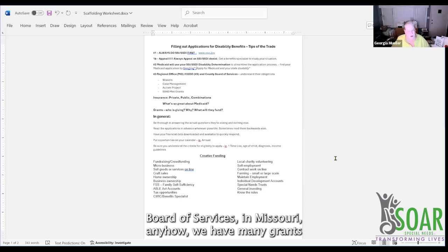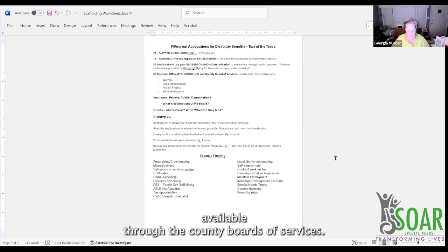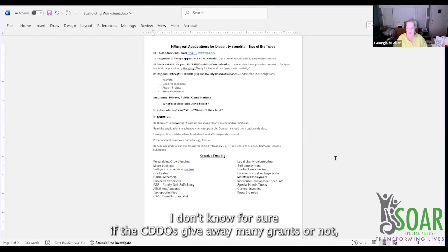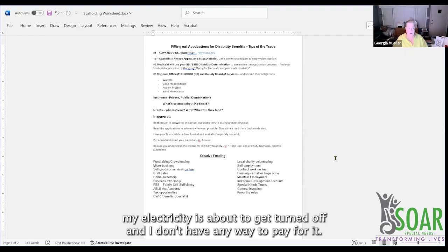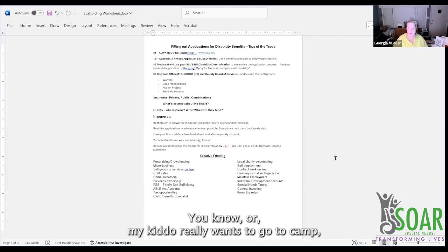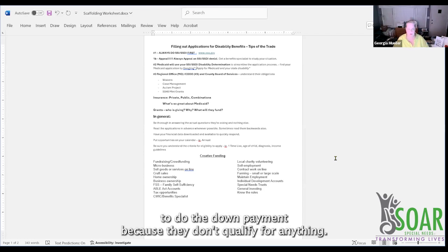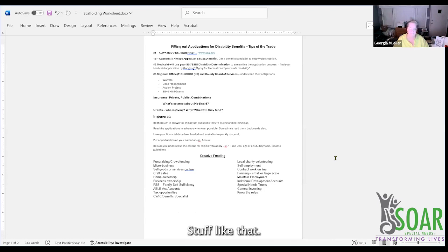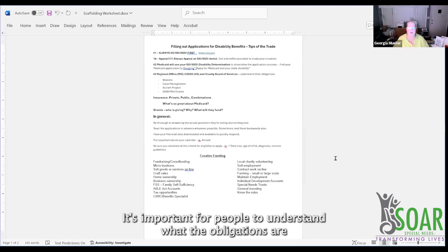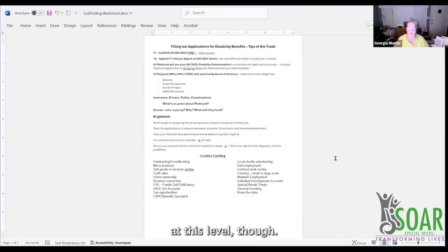In Missouri, anyhow, we have mini grants available through the county boards of services. I don't know for sure if the CDDOs give away mini grants or not, but there are things like, hey, my electricity is about to get turned off and I don't have any way to pay for it, or my kiddo really wants to go to camp and I can't find any other way to do the down payment because they don't qualify for anything. Stuff like that. It's important for people to understand what the obligations are at this level, though.